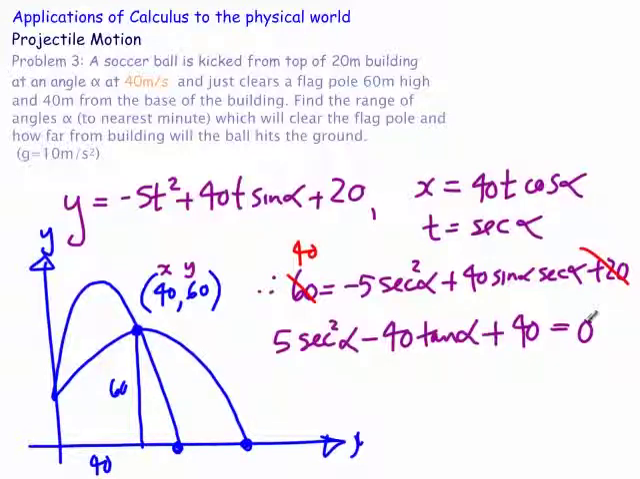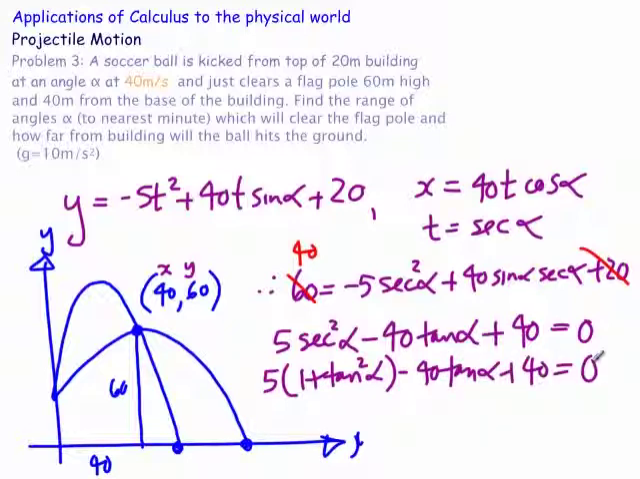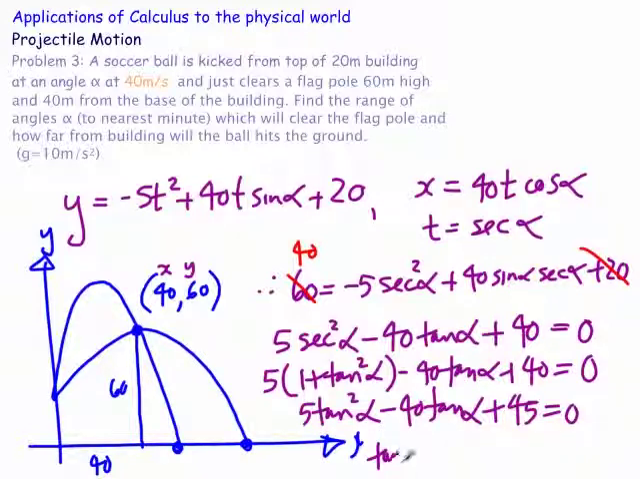Now we have to use sec squared as 1 plus tan squared, so we rewrite this as 5 lots of 1 plus tan squared alpha minus 40 tan alpha plus 40 is equal to 0. We end up getting 5 tan squared alpha minus 40 tan alpha plus 45 is equal to 0. And then we divide by 5 and end up getting tan squared alpha minus 8 tan alpha plus 9 is equal to 0.